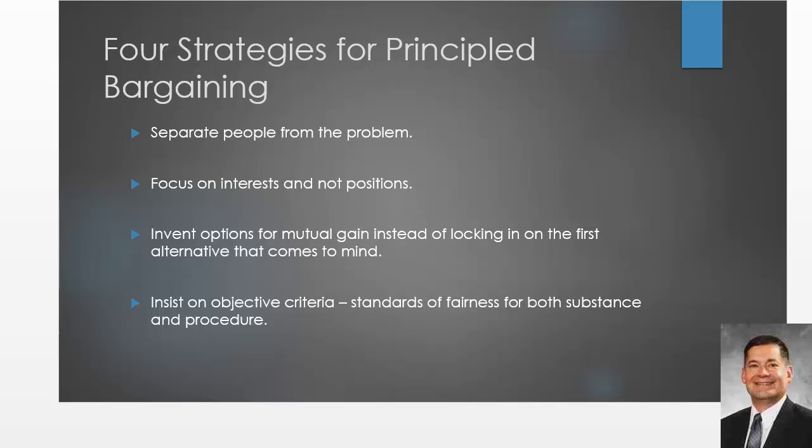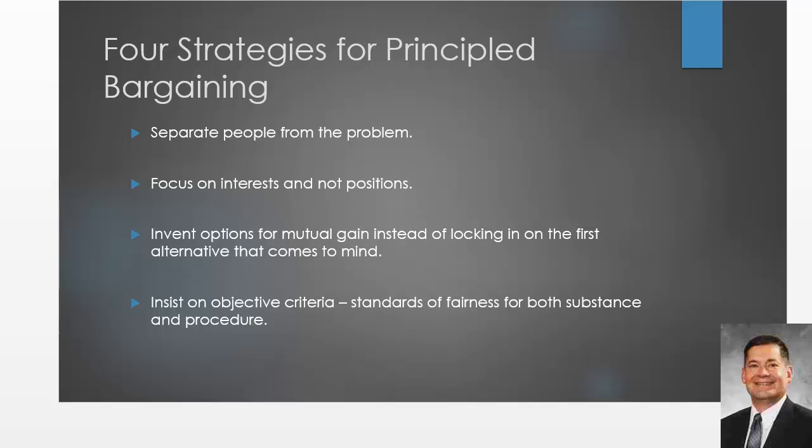The third is to invent options for mutual gain instead of locking into the first alternative that comes to mind. So you can't show all your cards, and you've got to allow some cards to be played by the other parties so that you create a platform for inventing these options. And then the fourth one is to insist on objective criteria and standards for fairness, both for substance and procedure. And again, good luck with that, because if you go back to agenda setting, or you go back to bargaining in general, people don't like to do that because it kind of locks them in.